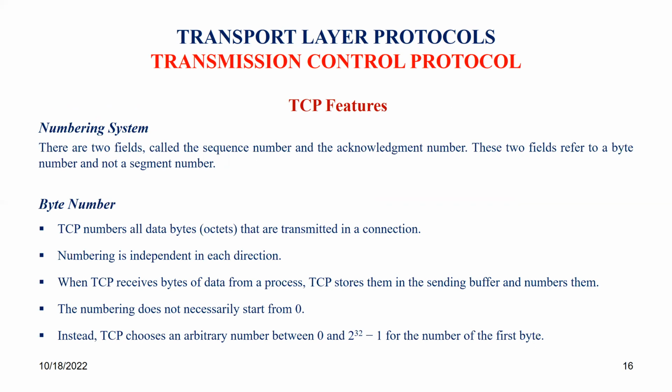As in the stream delivery diagram, the first segment has 3 bytes and the last one has 5 bytes. Similarly, it defines the number of bytes. The byte numbers TCP uses are between 0 and 2 power 32 minus 1. But it does not need to start from 0; it randomly initiates the number in the request message itself.